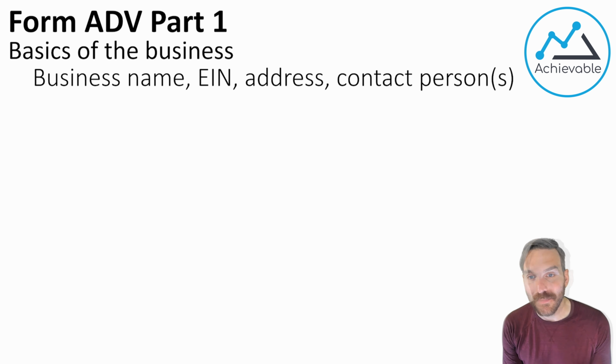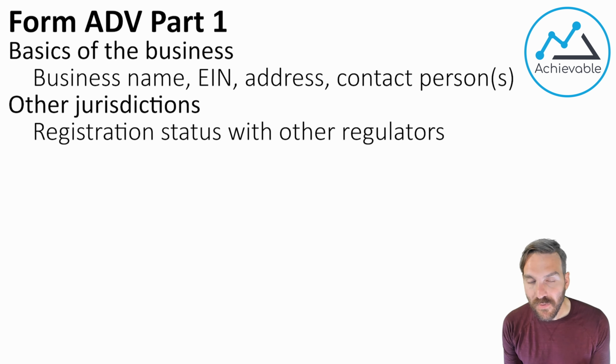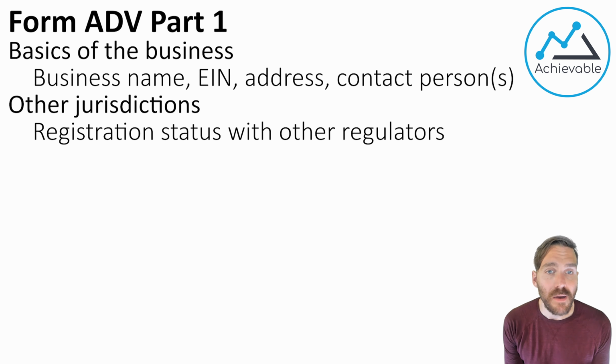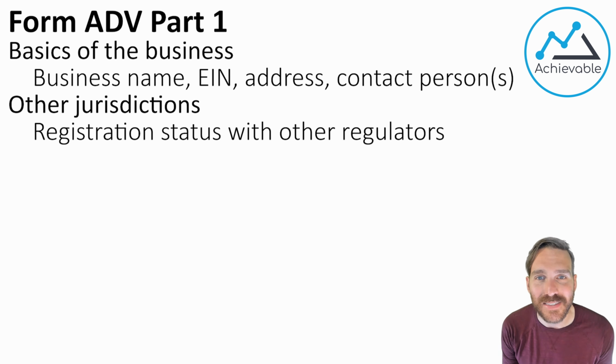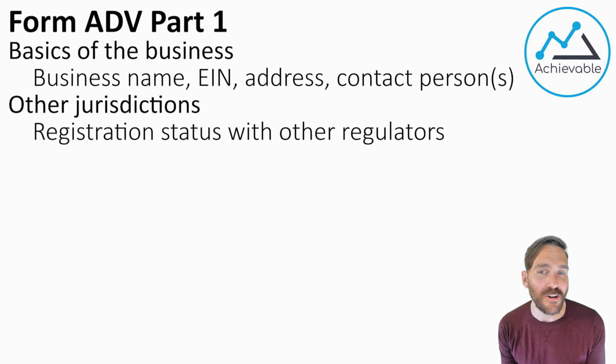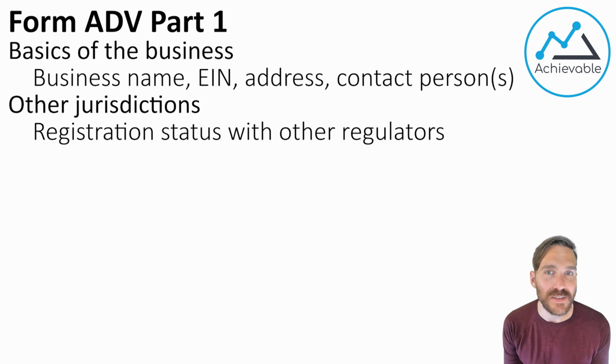The next part would be other jurisdictions. Regulators want to know where else the advisor may be registered. For example, if we have an advisor applying for registration in South Dakota, the South Dakota state administrator would probably need to know, hey, where else do you do business? If I see something sketchy happening in this state, are there other state administrators that I can call or get in touch with to see if they're seeing the same thing?